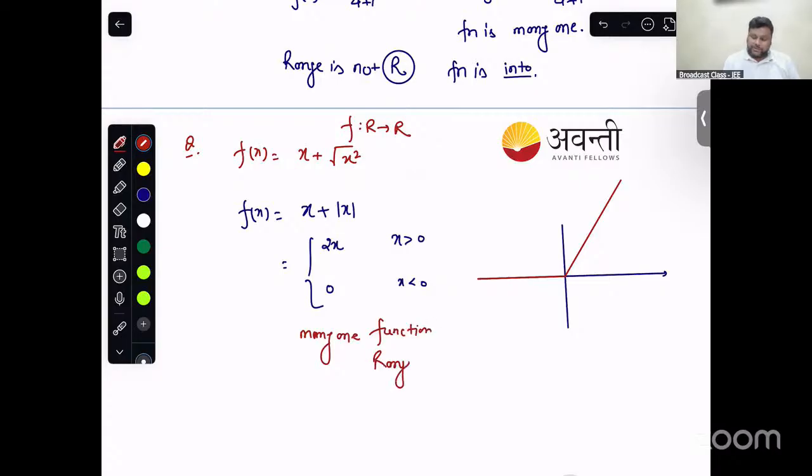Its range is going to be, which is not equal to the codomain, that is R. So the function is into also. Have a look. Understood, everybody?